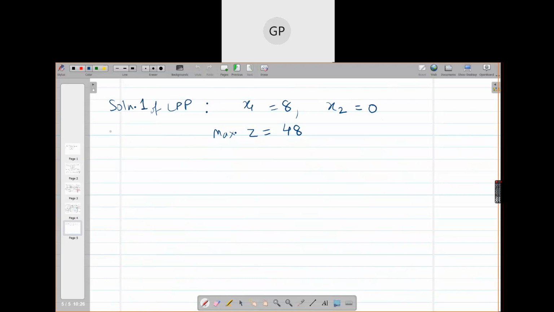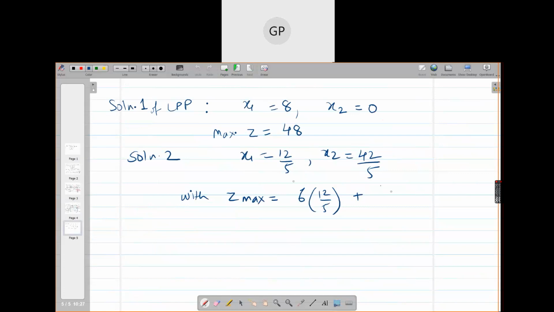Solution 2 is x1 is equal to 12 by 5, x2 is equal to 42 by 5, with z max equal to 48. 4 into 12 by 5 plus... so this is 72 plus 168 upon 5, that is 48.